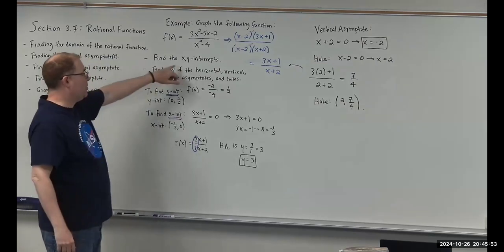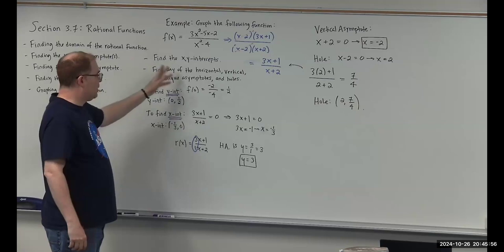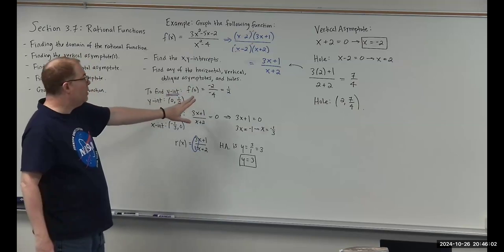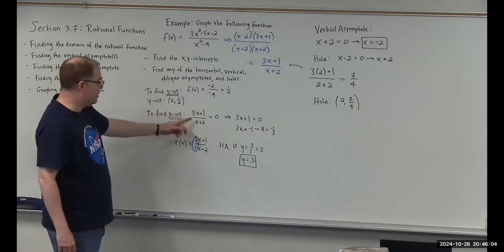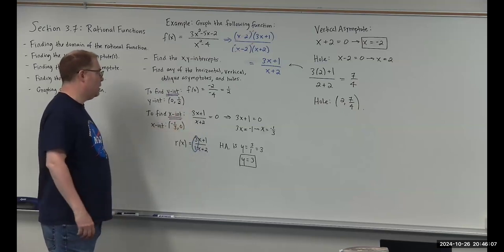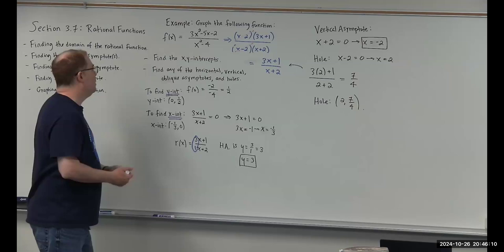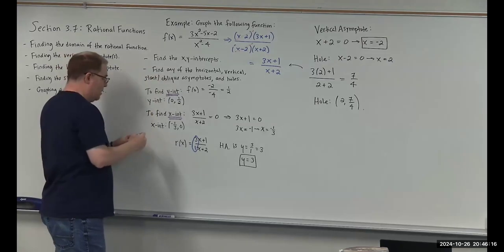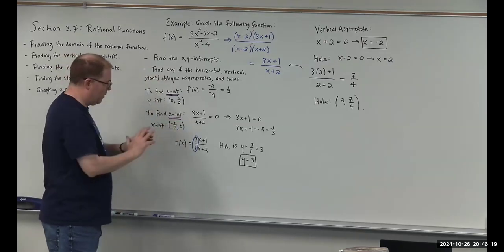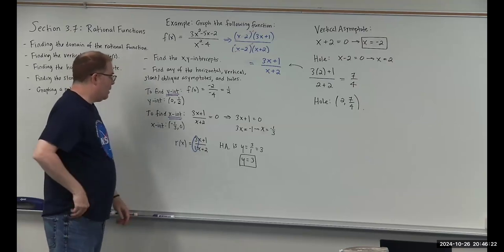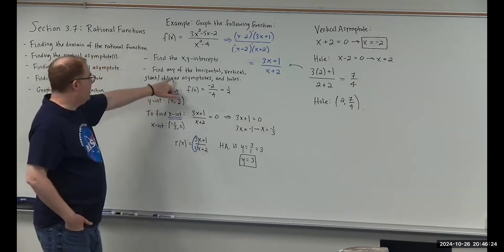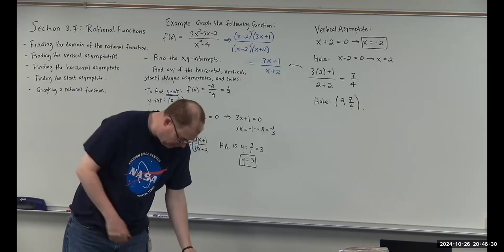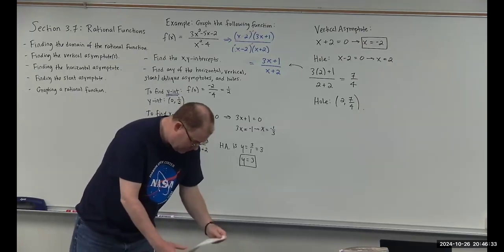So when you plot this, you plot your x and y intercepts. You plot any of your horizontal, vertical, oblique asymptotes. Oh, by the way, we don't have oblique here because the degrees are the same. So we don't get slant asymptotes out of that. Remember, you only get these if the degree at top was bigger than the bottom. All right. And so we have our hole.